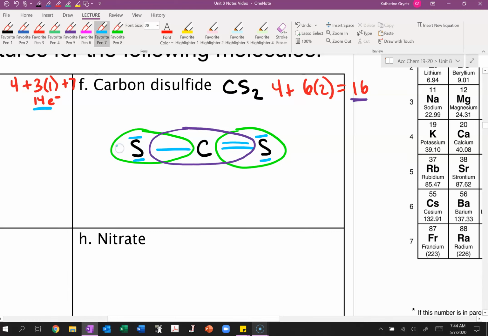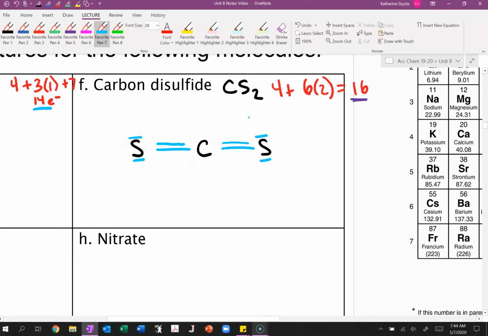So I'm going to try the same thing on the other sulfur and draw that in. And so I haven't drawn any more electrons. I still have 16 electrons drawn. But now the way that I've shared them, each sulfur still has 8, but now carbon also has 8. And so this is the Lewis structure that we're going to go with for this molecule. These things right here are called double bonds. Okay, it's just sharing more than one electron pair.